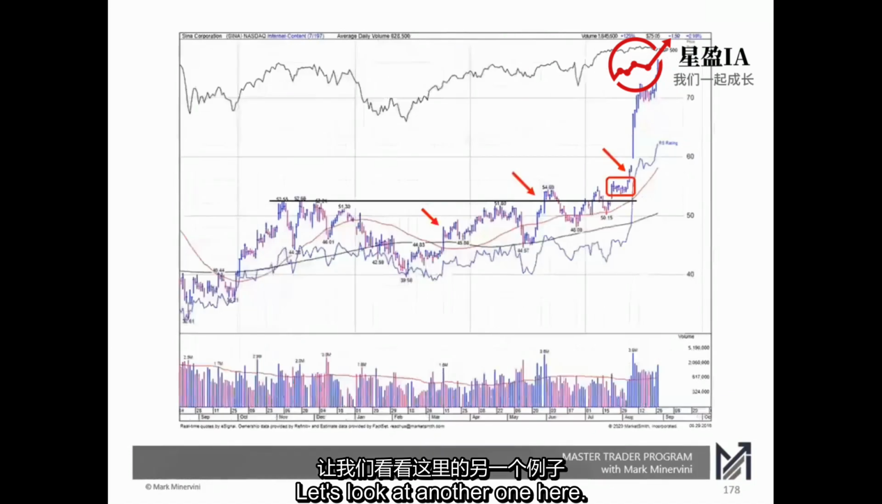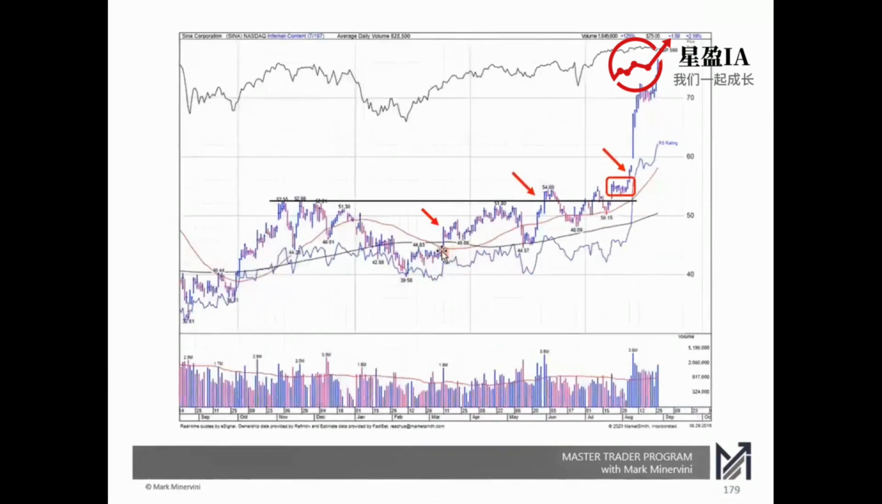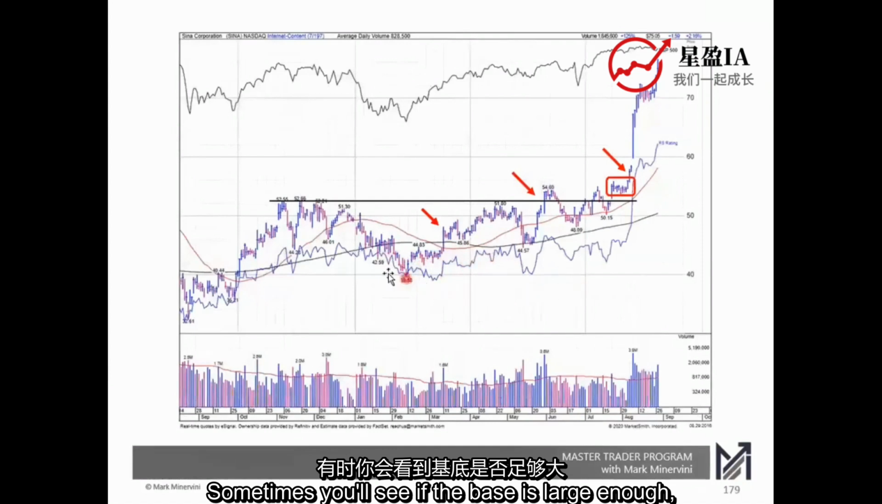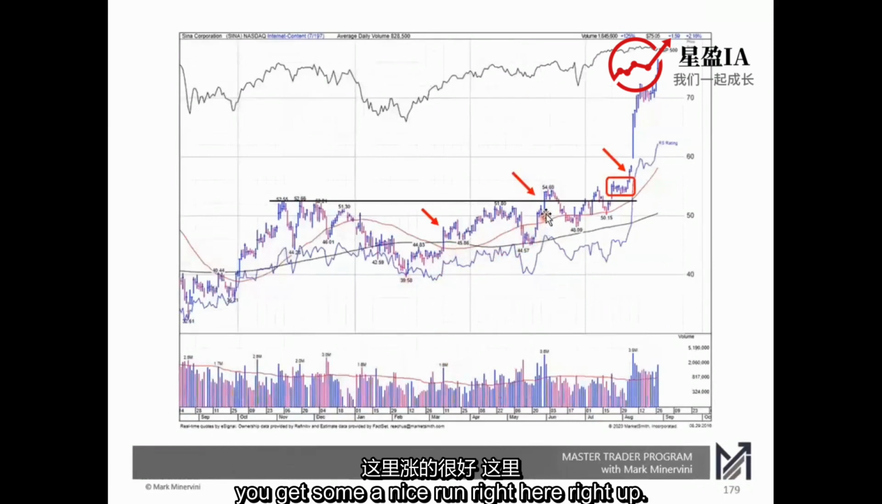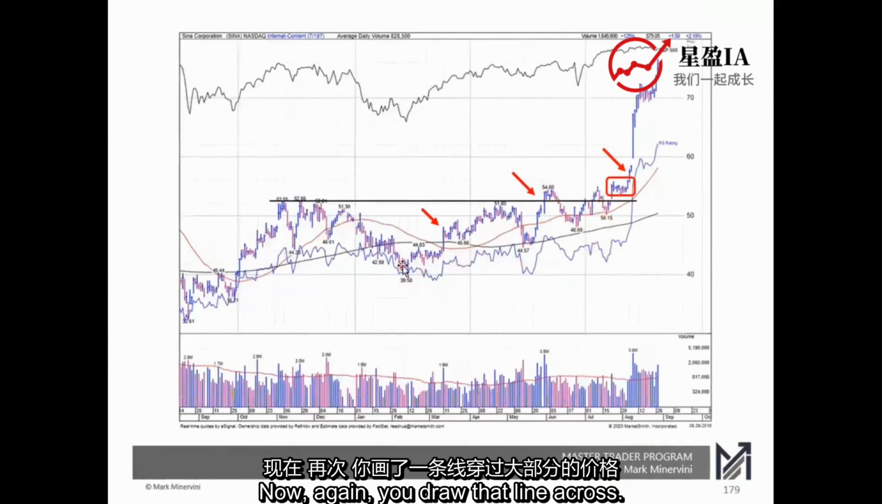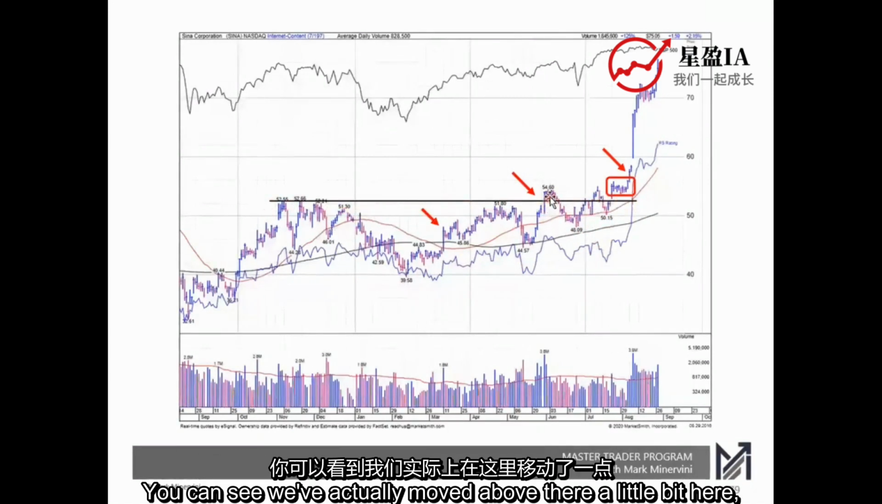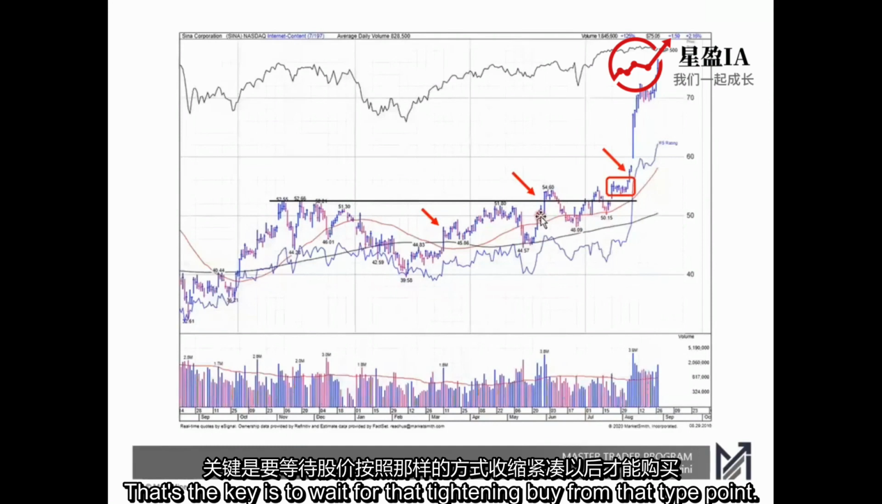Let's look at another one here. So this is one where, again, you see the demand here off the lows. Sometimes, if the base is large enough, you'll see a bunch of points where you get this demand coming up the right side. You get a nice run right here, right up, but you're waiting for it to get nice and tight. Now, again, you draw that line across, you can see we've actually moved above there a little bit right here, but you never tightened up. You've got to wait for that tightening. That's the key: wait for that tightening, and buy from that tight point.